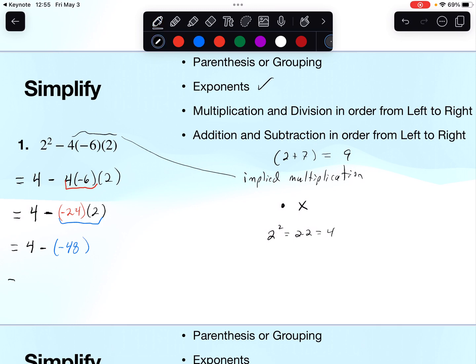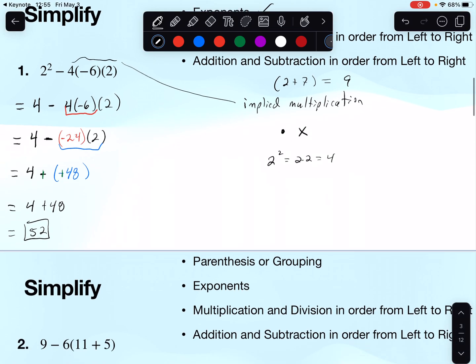All right, and now we're subtracting a negative, so that's a good thing. So the subtraction of a negative, that's a good thing, so the negatives are going to absorb. And so we're going to be left with 4 plus 48, and now we perform the addition, and this is going to be 52.